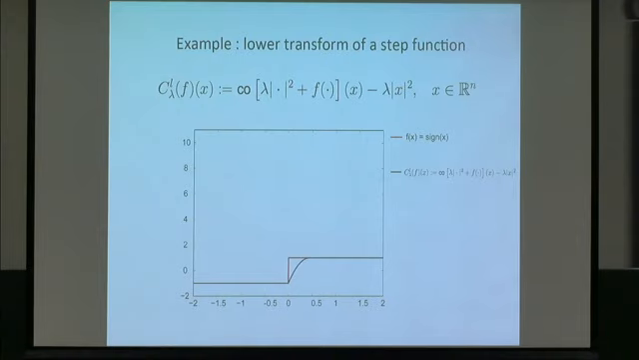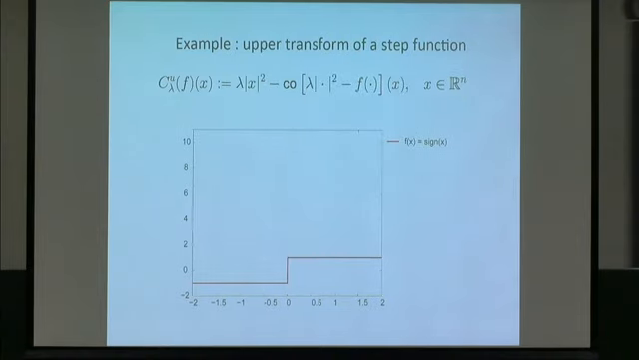So then let me do something similar for the upper transform, just to show you how it works. Again, we take f to be sign of x, so -1 and +1. And then we build up what we have for the upper transform. So what do I do? I take sign of x, and then now we build lambda x squared minus f of x.